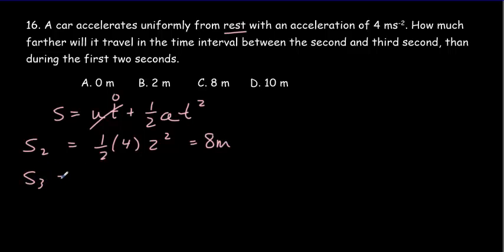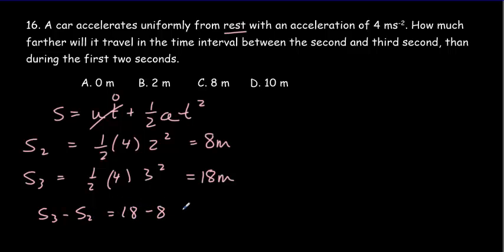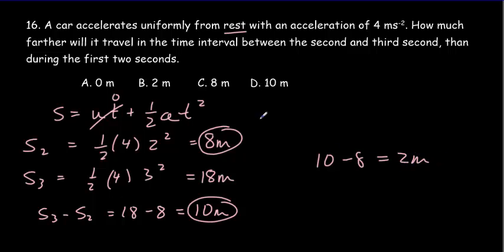After 3 seconds, it would be a half times 4 times 3 squared, so that would be 9 times 2, or 18 meters. So between the second and third, s3 minus s2 would be 18 minus 8 equals 10 meters. So it traveled 10 meters between the second and third second, but it only traveled 8 meters over the first 2 seconds, which means 10 minus 8 equals 2 meters. That's how much farther it traveled, and the correct answer is B.